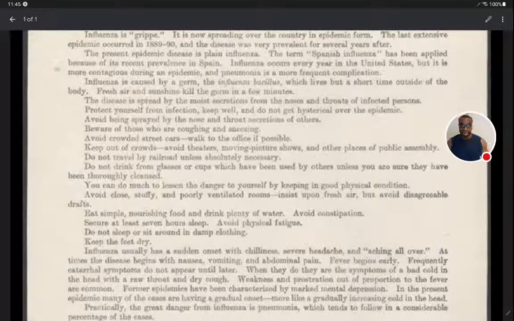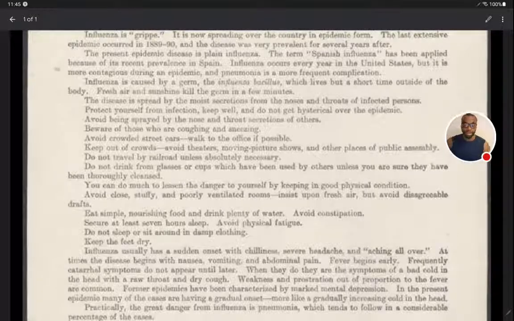Do not get hysterical. Can you imagine if they at least approached us like this, and how reasonable the response from people would be? Protect yourself from infection, keep well, and do not get hysterical over the epidemic.